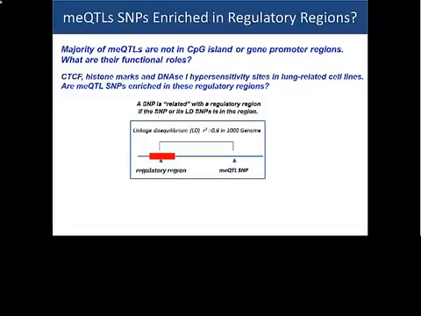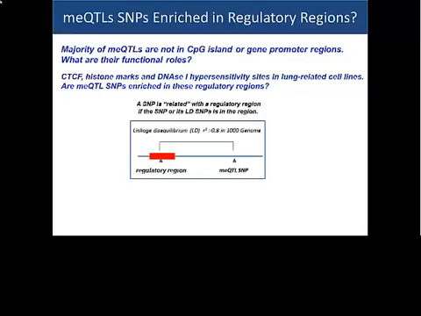As we have demonstrated, the majority of the methylation QTLs are not in the CpG island region or gene promoter regions. These two regions have been extensively studied because the methylation in these two regions could suppress the gene expression. But given the fact that the majority of our signals are not in these two classical regions, what could be their functional roles? To answer this question, we have to resort to the publicly available data for CTCF, histone marks, and DNase hypersensitivity sites in lung-related cell lines.